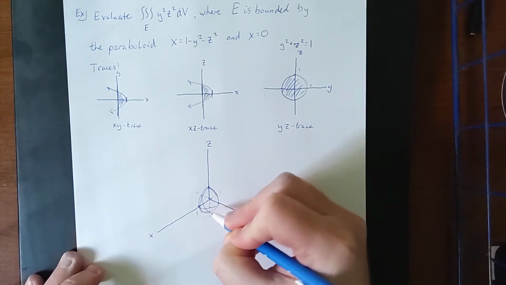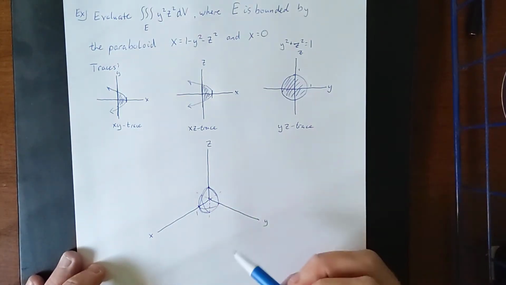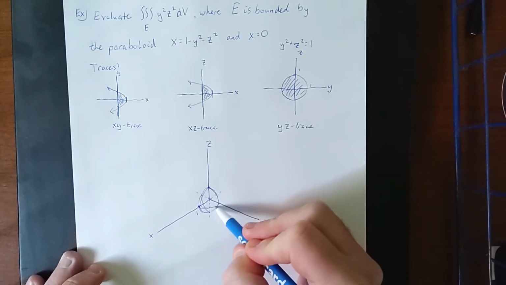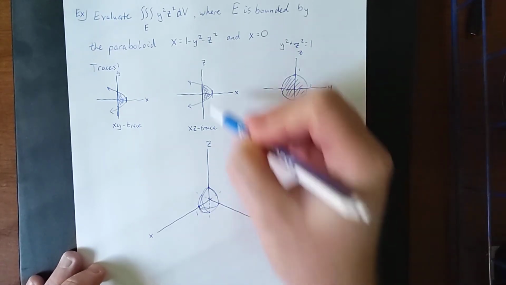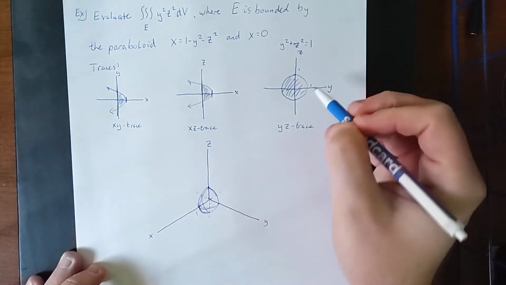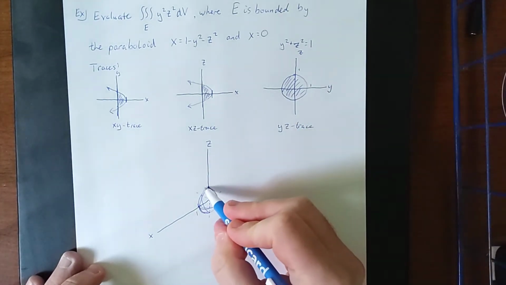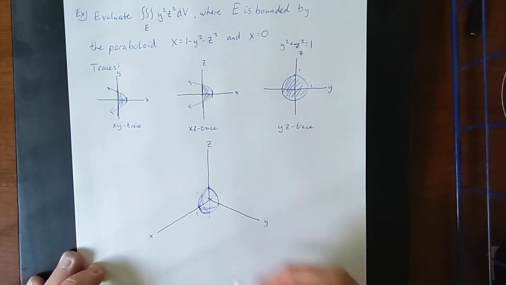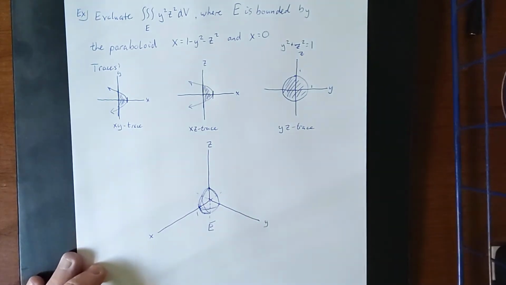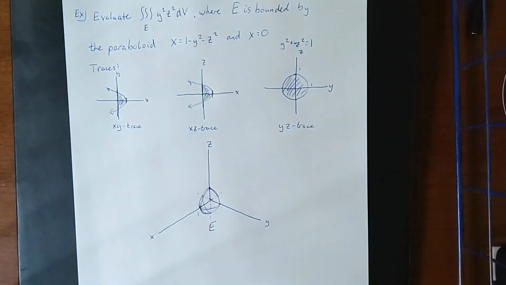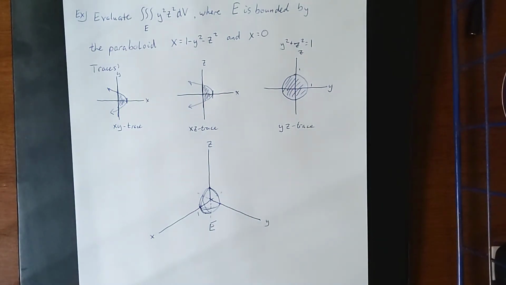So definitely not the best picture I've ever drawn, but hopefully the xy trace would be this parabola right here. The xz trace would be this parabola right here, and the yz trace would be this circle coming around. So this solid here represents our solid E. Now, taking a look at these, the first decision that we get to make is with respect to what variable we would like to integrate.